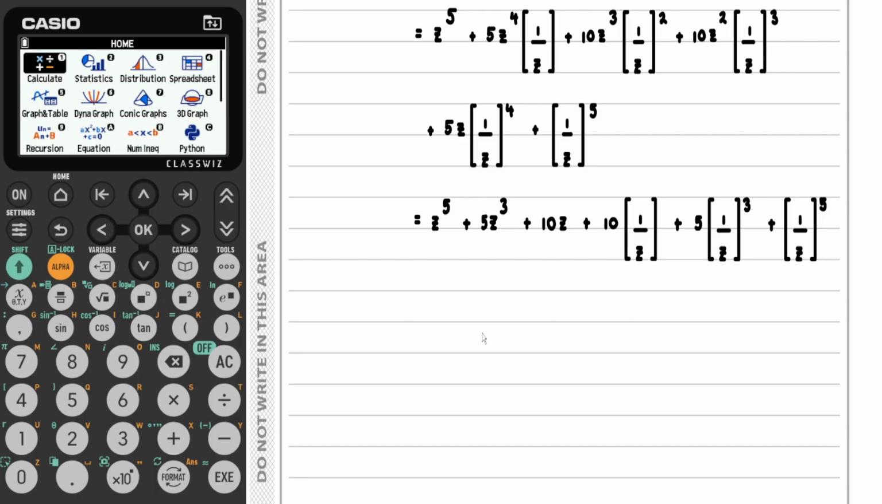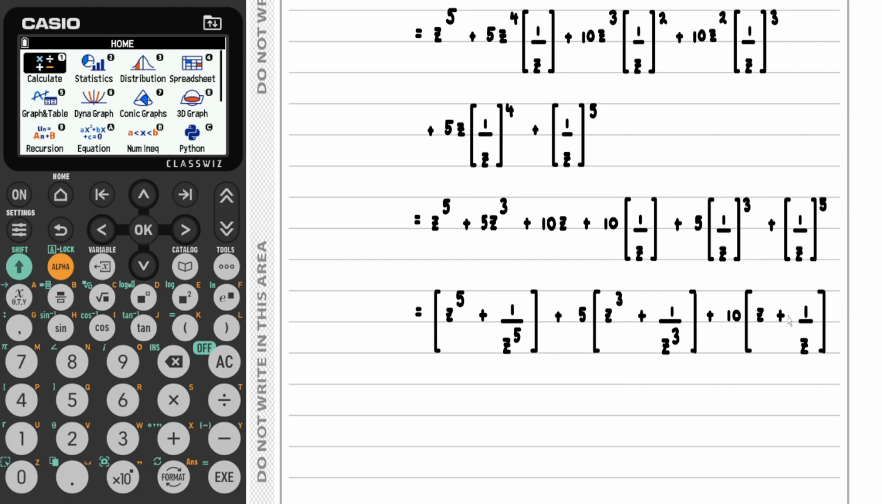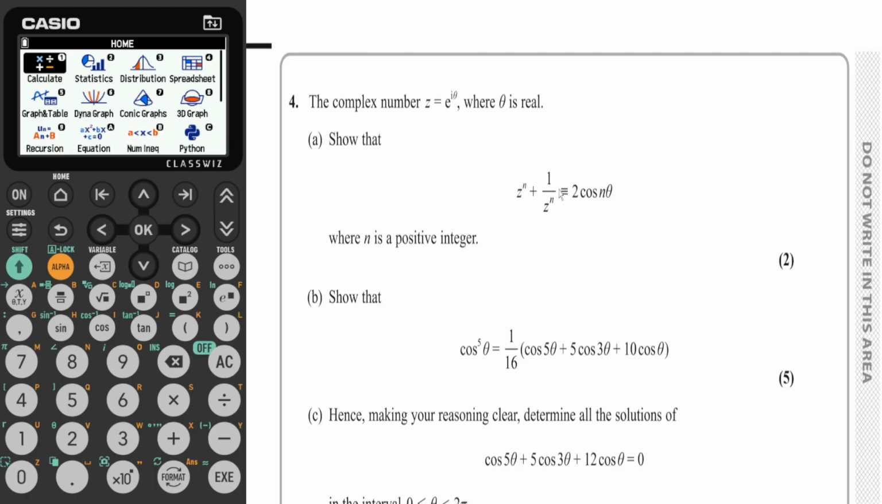And if we group together the terms which are similar, well, we've got the z to the 5 and the 1 over z to the 5. And then we've got the 5 z cubed and the 5 times 1 over z cubed. So that will be 5 times z cubed plus 1 over z cubed. And then we have 10 z plus 10 times 1 over z. So that will be 10 times z plus 1 over z. And what we now need to do is use this result here.